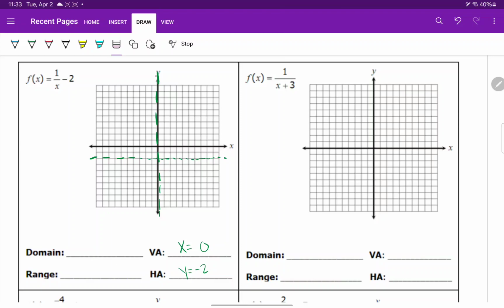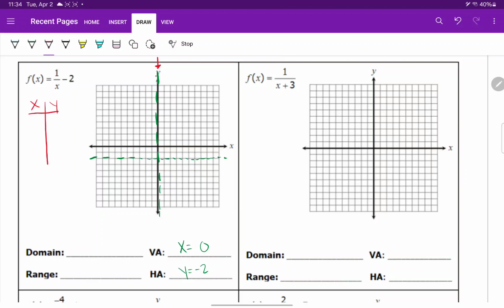Now, to make this table, let me show you what you're going to do. You're going to identify your vertical asymptote, which is right here. Okay, you're going to create a table. And on that table, you're only going to pick 2 x values. You're going to pick one x value to the right of that vertical asymptote. So if it's at x equals 0, one number to the right would be 1. And pick one number to the left of that, which would be negative 1.